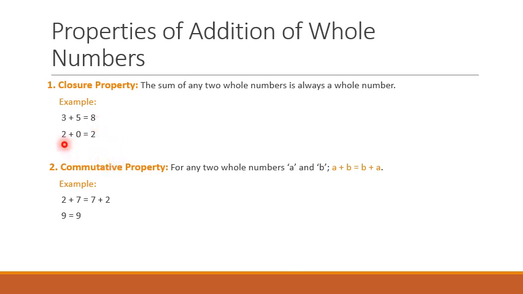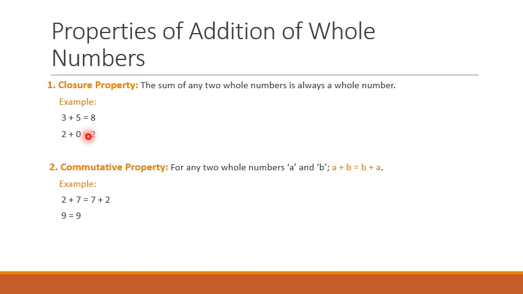Now let's take one more example. 2 plus 0. We have seen in our previous video that 0 is the smallest whole number, so 0 is also a whole number. If I add 0 to any number, I get the same number, that is 2. So again this is a whole number. This is what the closure property means: if we add any two whole numbers, the answer is going to be a whole number only.